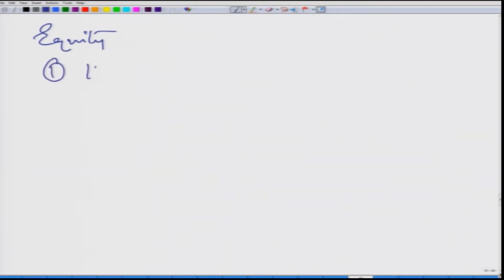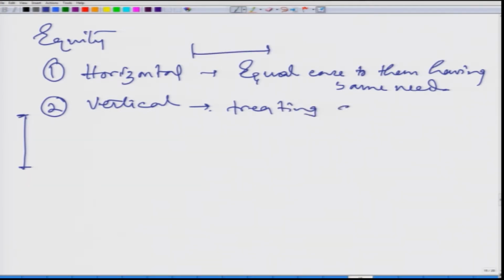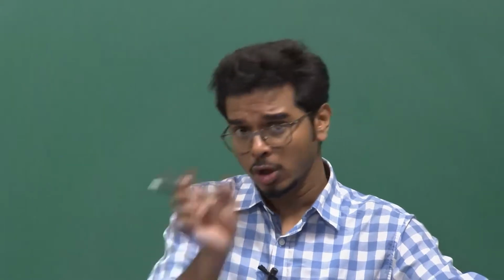And then this equity can be of two types. One is horizontal equity or inequity, two is vertical. Horizontal is equal care to those having the same need, no discrimination. Everybody has the same need, so they will be given the same type of care. And then vertical is treating differently those who are relevant in different aspects, who have different demands or different necessities. This is both horizontal and vertical equity. So not only across the groups, also within the groups there can be inequality. We need to address both of them, across and within.